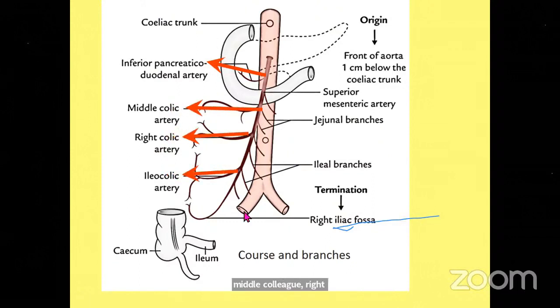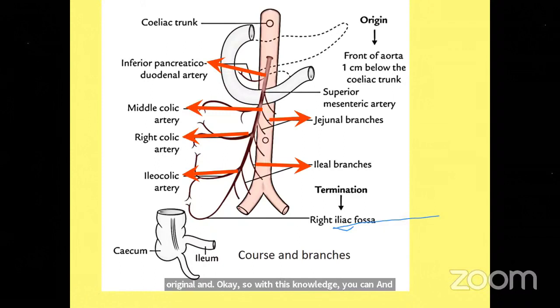All these are repeatedly asked: what is it a branch of, what is the exception, etc. And from the left side, the convex portion, you have the jejunal and ileal branches. Okay, so with this knowledge, you can very well answer the question.